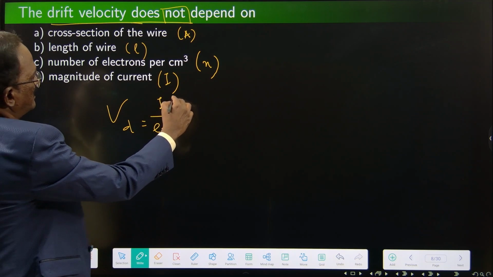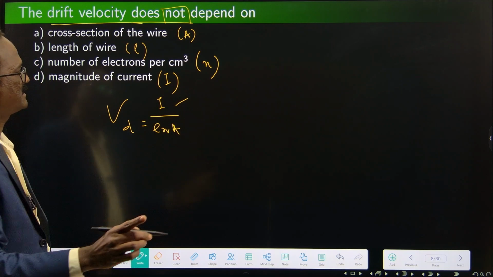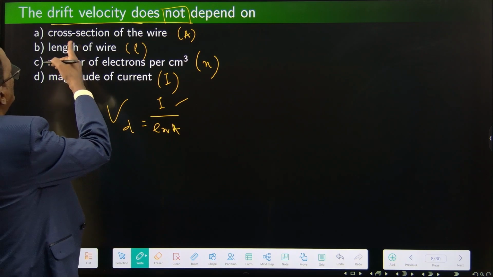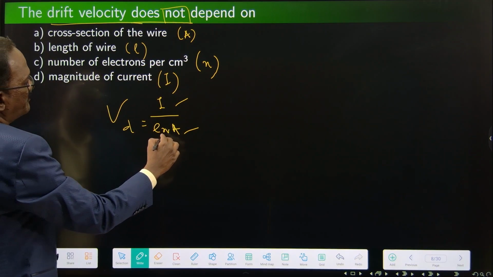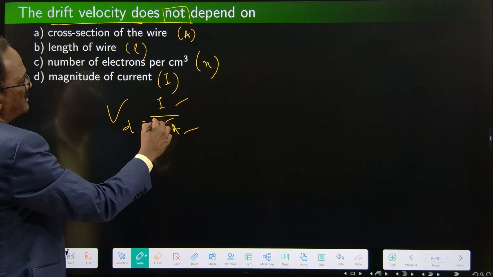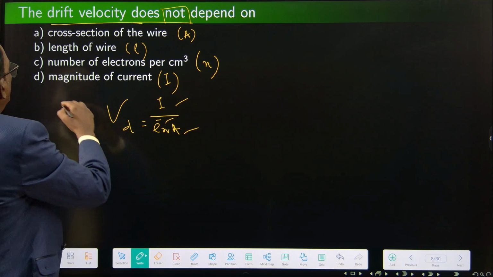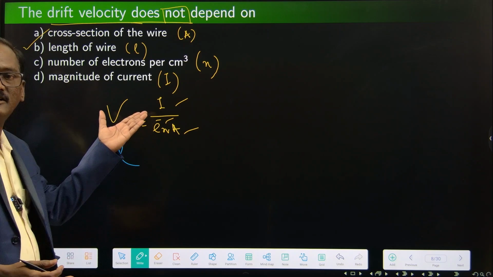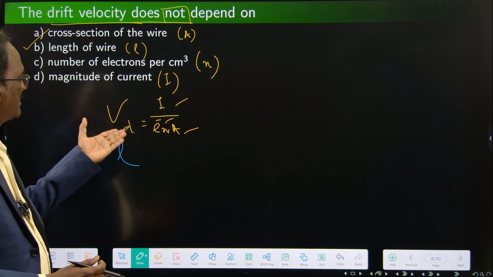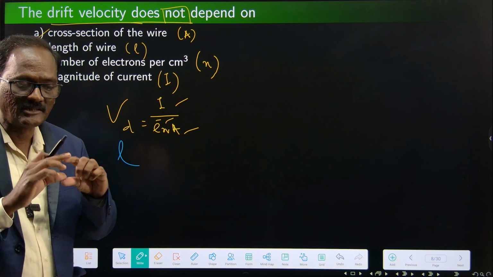Magnitude of current, yes, it depends. Cross section of the wire, yes, it depends. Number of electrons per centimeter cube, N, yes, it depends. This is also constant, right? The length of the wire is the right answer because length does not appear in this equation. So drift velocity does not depend on the length of the wire.